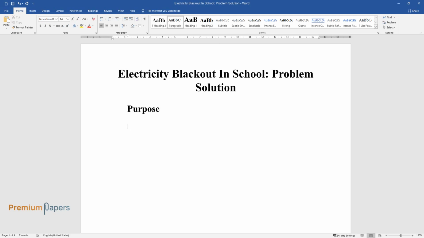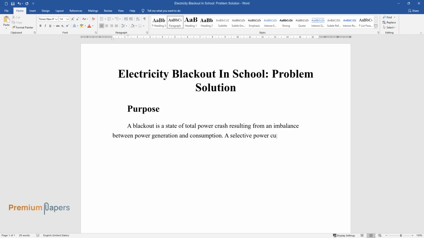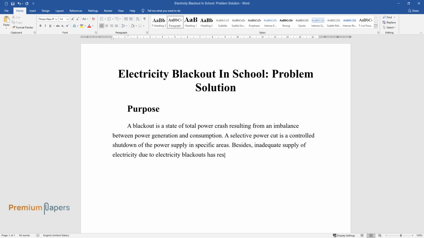Purpose. A blackout is a state of total power crash resulting from an imbalance between power generation and consumption. A selective power cut is a controlled shutdown of the power supply in specific areas. Besides, inadequate supply of electricity due to electricity blackouts has resulted in many problems in schools.